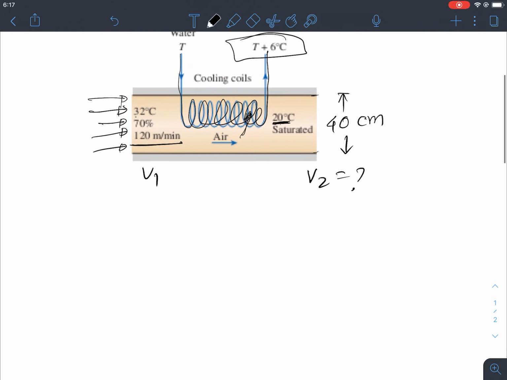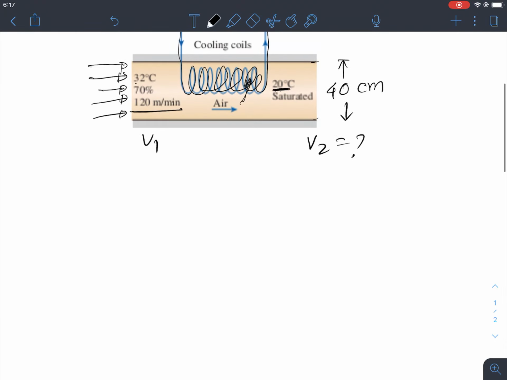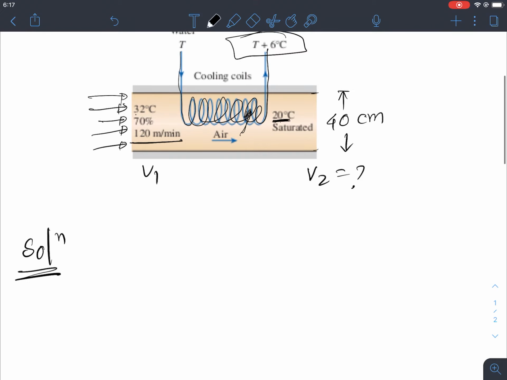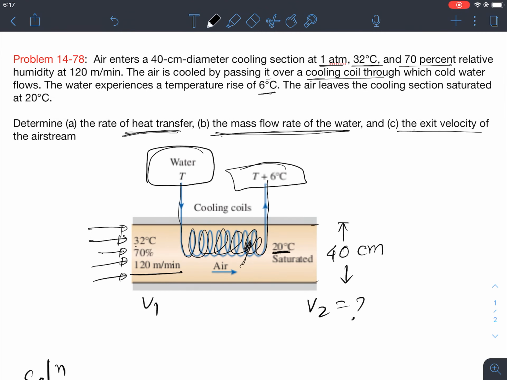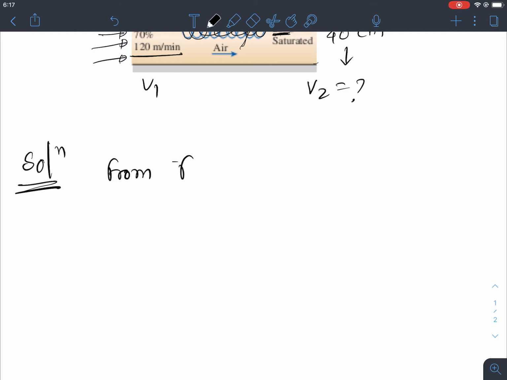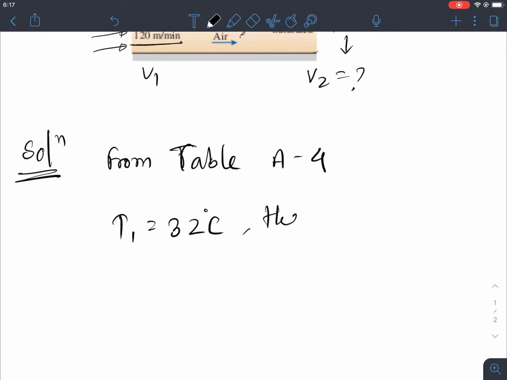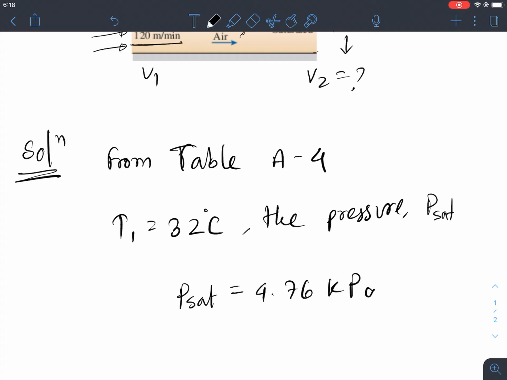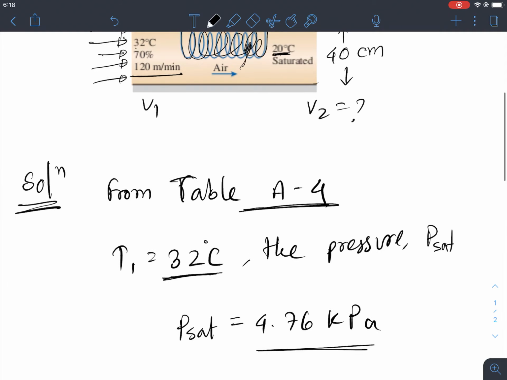First, I would like to get the pressure with respect to 32 degrees Celsius. This is not with a refrigerant; the working fluid here is water. So we will use the saturated water table, right? From table A4, at T1 equals 32 degrees Celsius, the saturation pressure P_sat equals basically 4.76 kilopascal. So from this appendix table A4, with respect to 32 degrees Celsius, we get the saturation pressure.